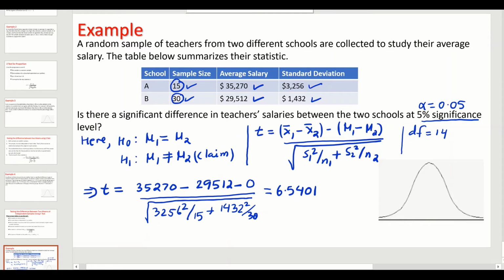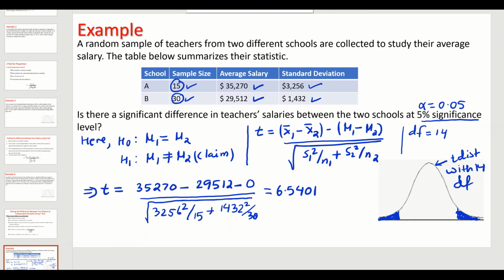Also, in the alternative hypothesis, there is a not equal to sign, meaning this is a two-tail test. So the rejection region is on the two tails, the left tail and the right tail. That is where we have the rejection region. And the p-value is the sum of the areas on the two tails. Okay, so this is the t distribution with 14 degrees of freedom.